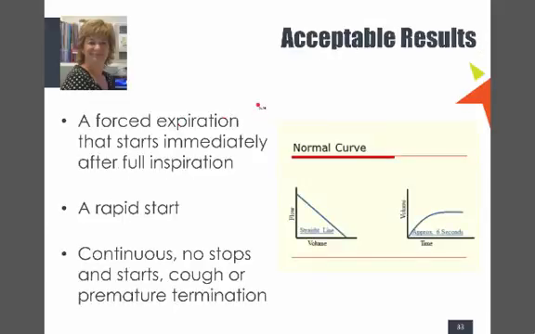So we talked about acceptable results. You want someone to take that breath in and go straight away. Don't let them wait, because they'll actually lose a bit of the muscle capacity in their lungs. You want it rapid, and you want it to be continuous with no stops and starts, preferably without coughs in the middle or them just stopping. If someone needs to cough, you're not quite going to get the full volume, but at least you're going to measure how wide those airways are at that point in time.